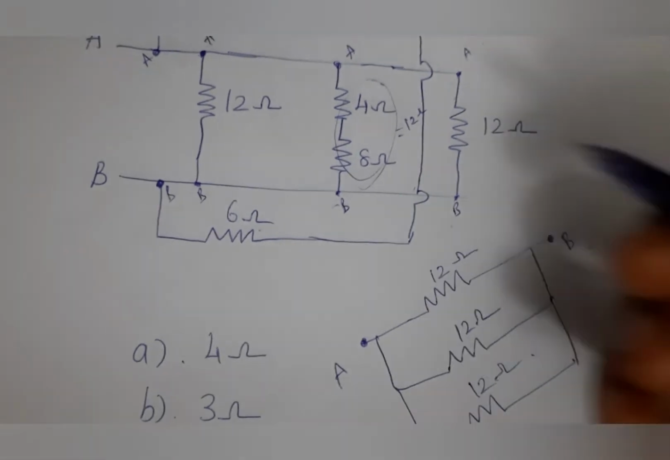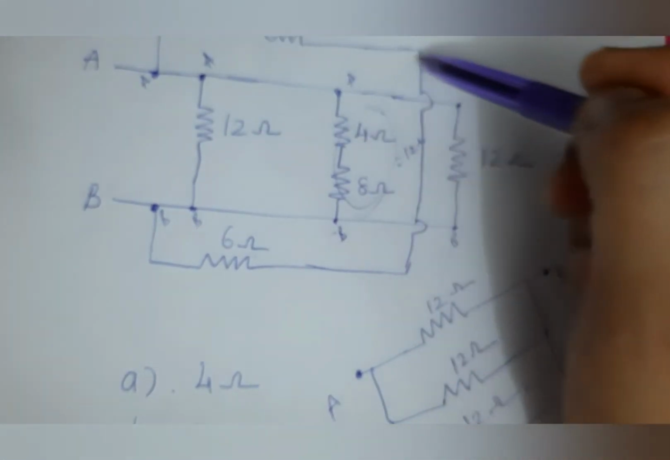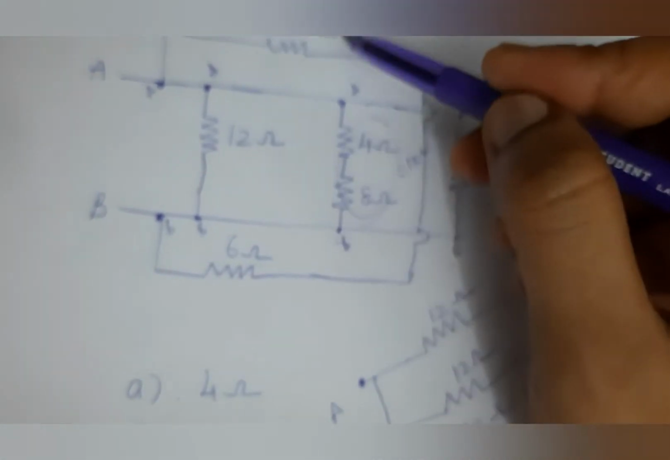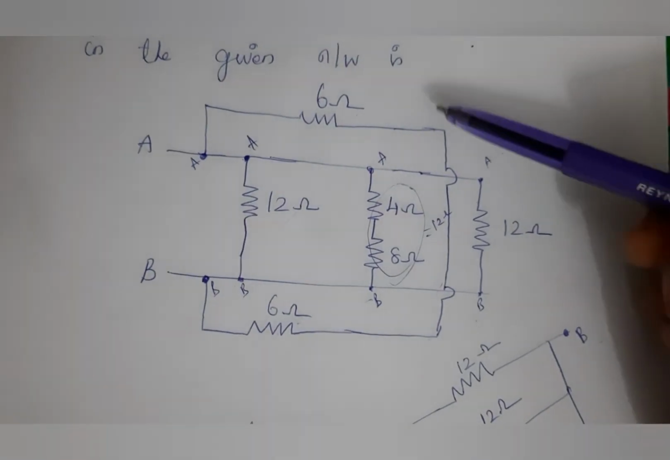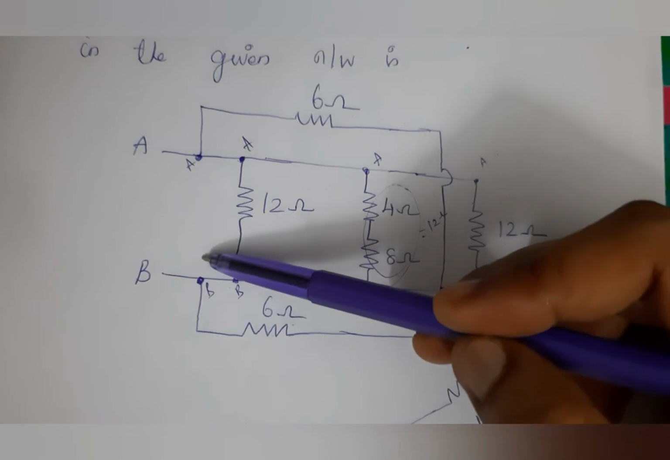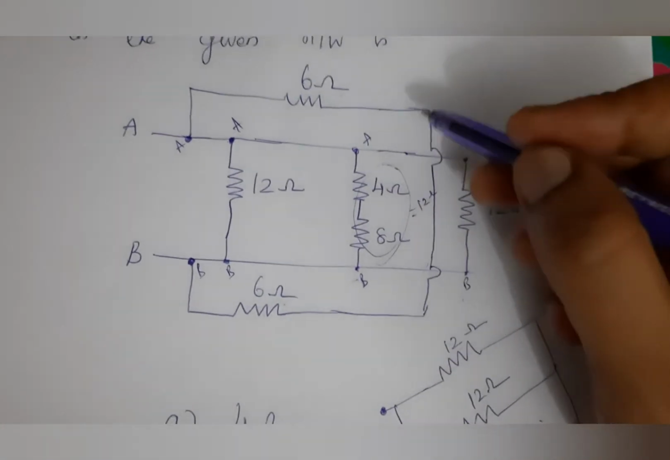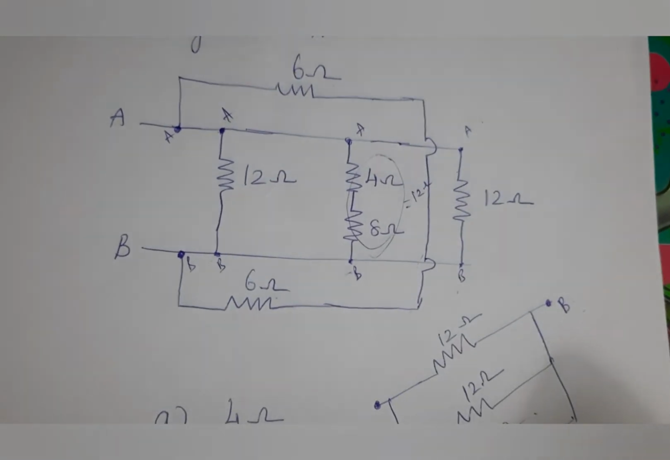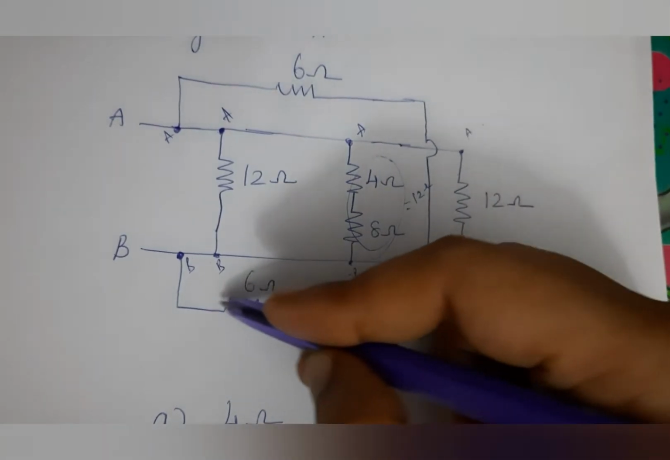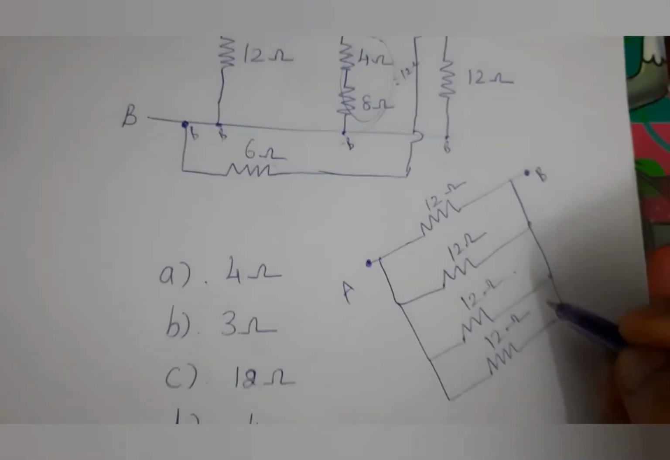12 ohm. Similarly, this 6 ohm is connected with this A and another point is connected to this B, and these two are connected in series. So this A, 6 ohm, then 6 ohm, then connected to B. So these 6 ohm resistors are connected in series. So we can add these two resistors. So 6 plus 6 becomes 12 ohm.